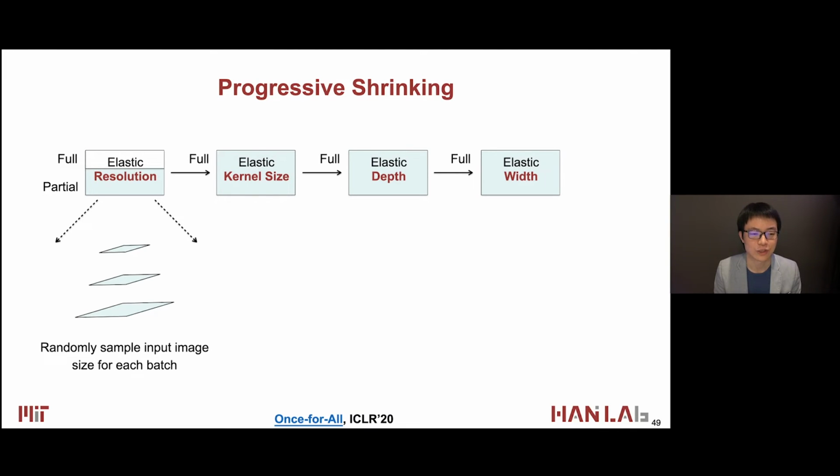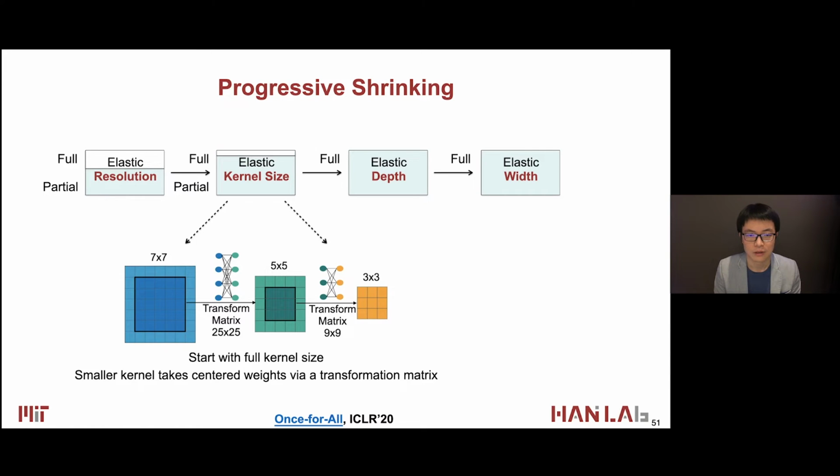To support elastic resolution, we can randomly sample the input image size for each batch. This could be also a very good regularization. And for kernel size, we should start with 7x7 kernel, which is the largest kernel, right? And then gradually support 7x7, 5x5, and then 7x7, 5x5, and 3x3, okay? And here the smaller kernels are actually the centered weights of the larger kernel with a transformation matrix.